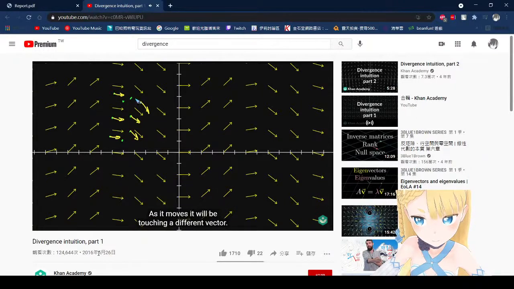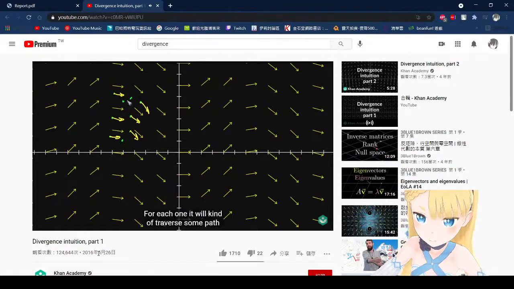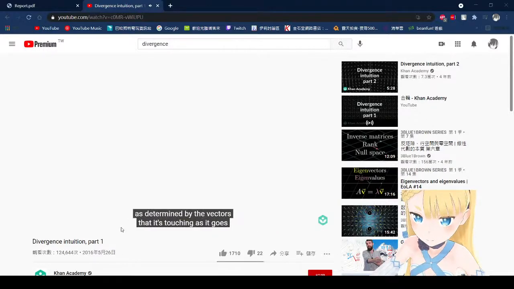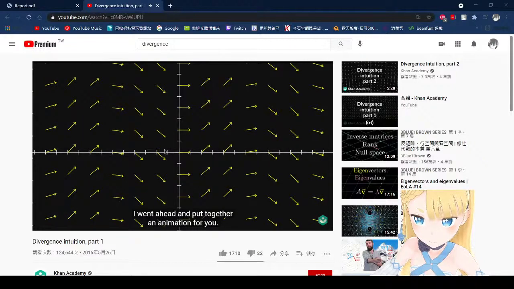And as it moves, it'll be touching a different vector, so its velocity might turn, it might go in a different direction. And for each one, it'll traverse some path as determined by the vectors that it's touching as it goes. And when you think of all of them doing this at once, it'll feel like a certain fluid flow. And for this, you don't actually have to imagine. I went ahead and put together an animation for you.